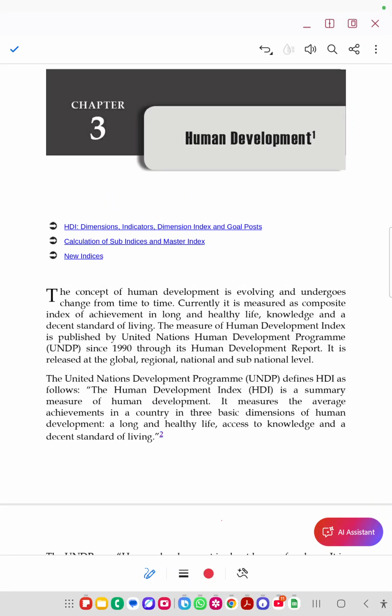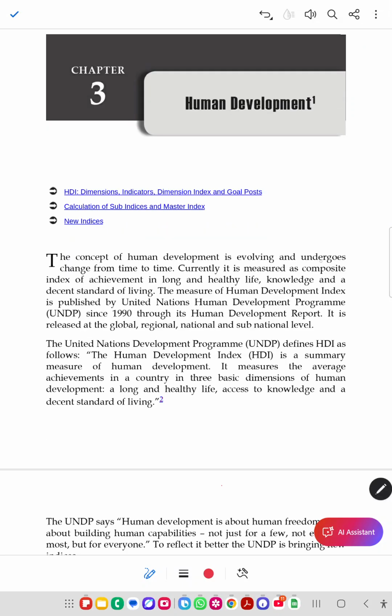Human development. The concept of human development is evolving and undergoes change from time to time. Currently, it is measured as a composite index of a long and healthy life, knowledge, and a decent standard of living. The Human Development Index is published by the UNDP since 1990 through its Human Development Report. It is released at global, regional, national, and subnational level.